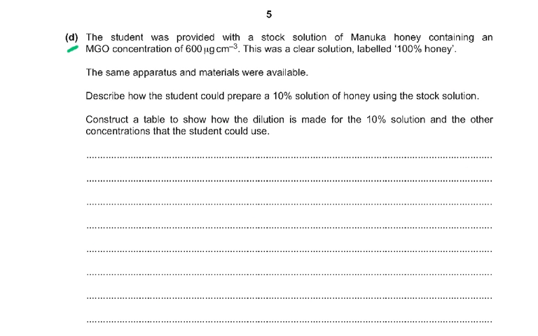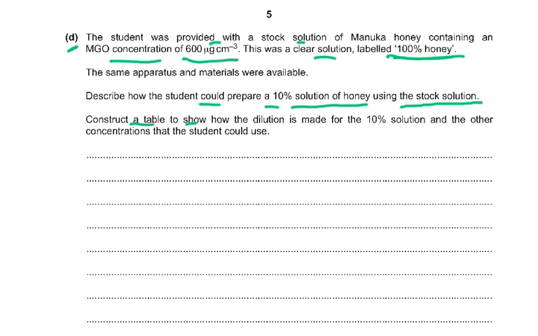D part of the question, the student was provided with a stock solution of Manuka honey containing an MgO concentration of 600 micrograms per cm cube. This was a clear solution labeled 100% honey. So 100% honey is 600 micrograms per cm cube. The same apparatus and materials were available. Describe how the student could prepare a 10% solution of honey using the stock solution.